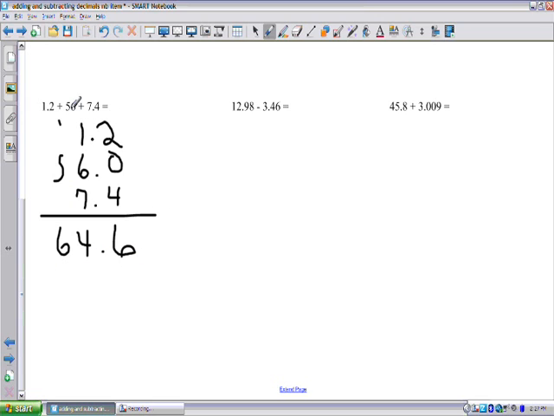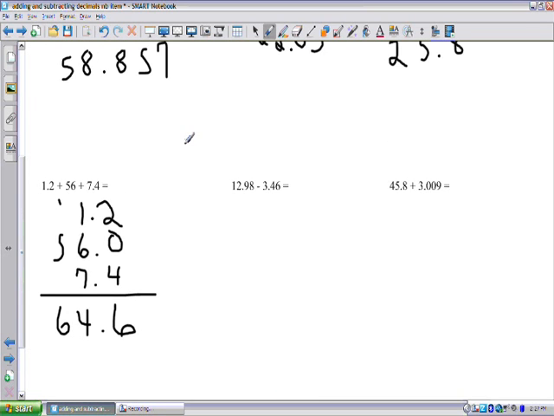And that is a reasonable answer, because if you look at these, you'd say this is pretty close to between 7 and 8. This is between 1 and 2. So say 2 plus 7 is 9, plus 56 would be 65. Pretty close to what I got here. You can always check the reasonableness of your answers by just rounding.